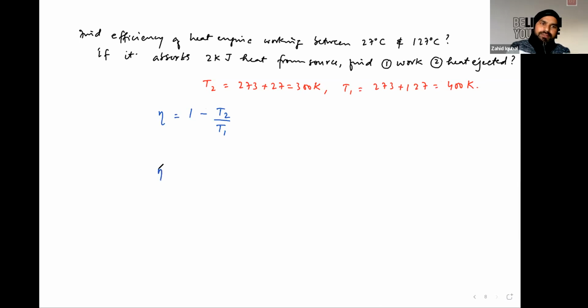Next, eta is also equal to work done by heat absorbed. We have in this part heat absorbed as 2 kilojoule, that is 2000 joule. So on putting this in this part, you will get work done. And work done equals Q1 minus Q2, so you'll get Q2 from this part. Try to solve these different terms. Calculate eta from this part, then work done from this, and then Q2 from this.